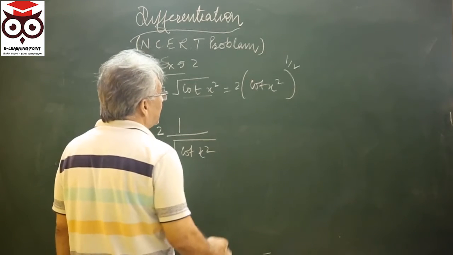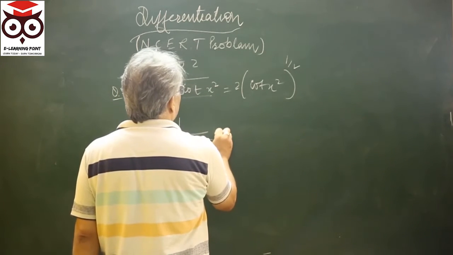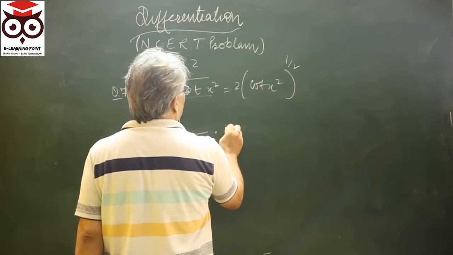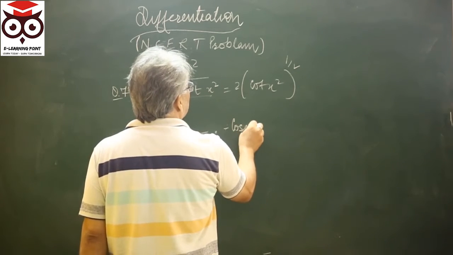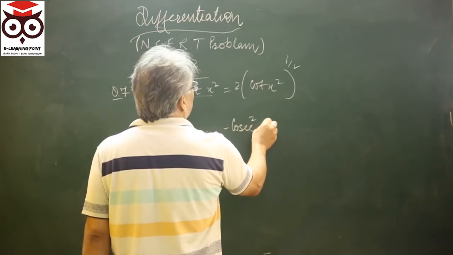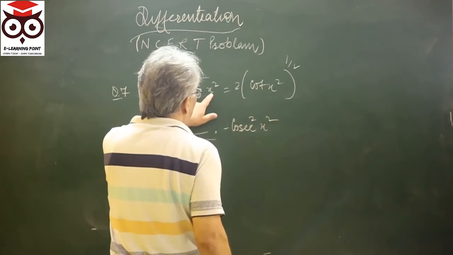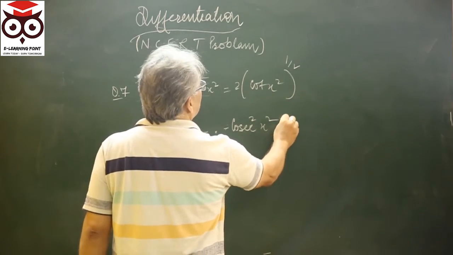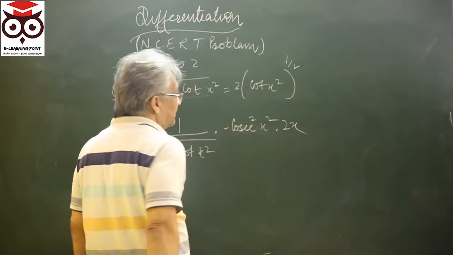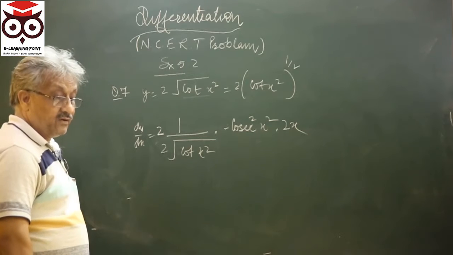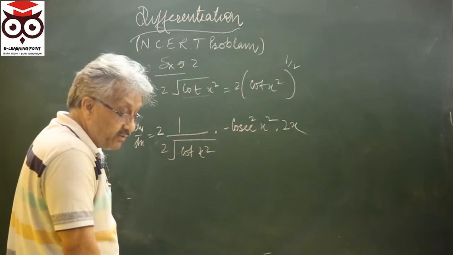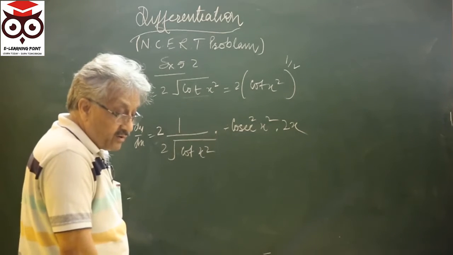अब हमें किसका करना है? cot x स्क्वायर का. cot x का क्या होता है? माइनस cosecant square x square. Then what is the differentiation of it? It is equal to 2x. I think it is also not a problem for all of you.